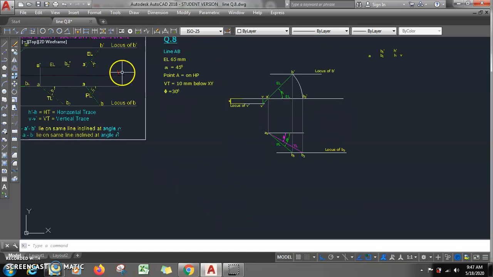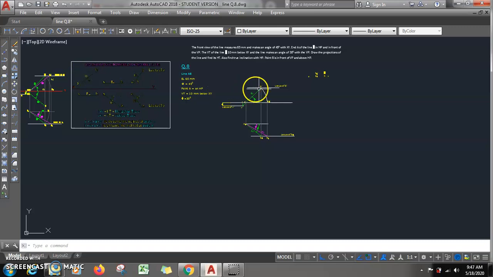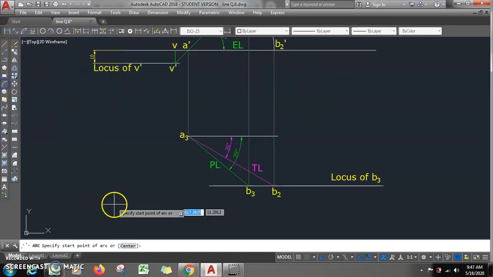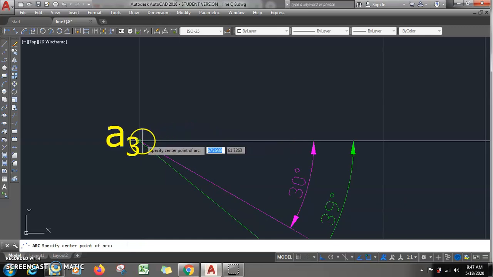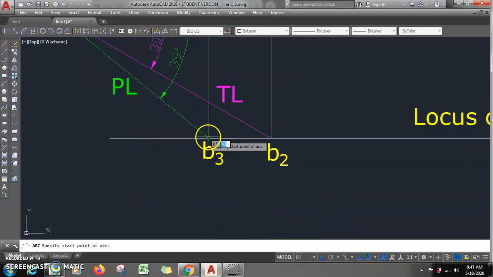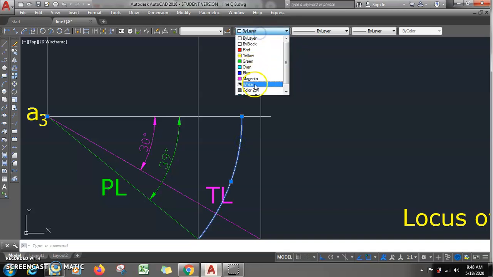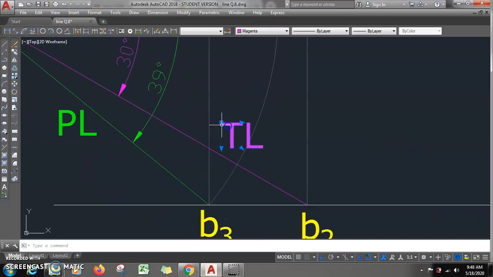Okay, so when we need the true length at angle theta, we need the plan length to be parallel to XY first, and then we draw a projector to get this B1 dash. So what do we have to do? Take an arc, center. A3 will be your center. Then this will be the starting point, and this is the end point. Okay. So this is the arc shown by projector. These two lengths you can show somewhere here. This length is, say, the two length. You see, this length is the two length.